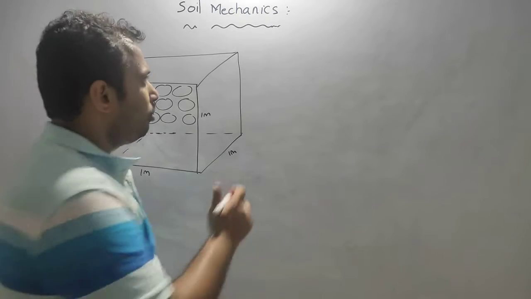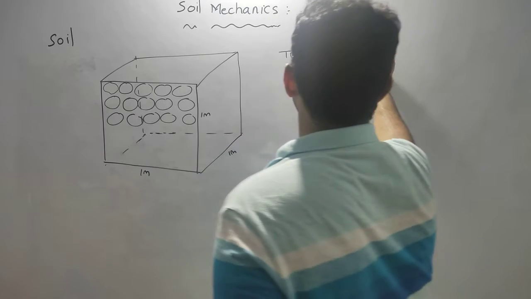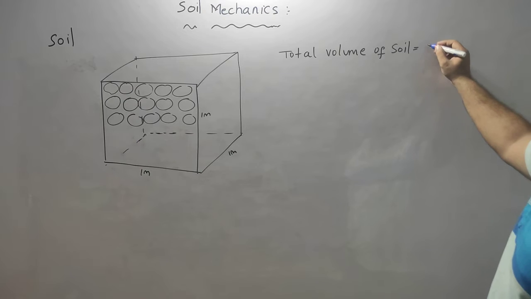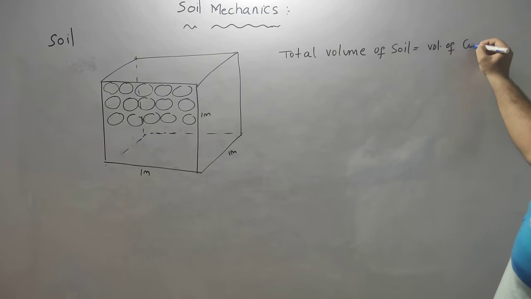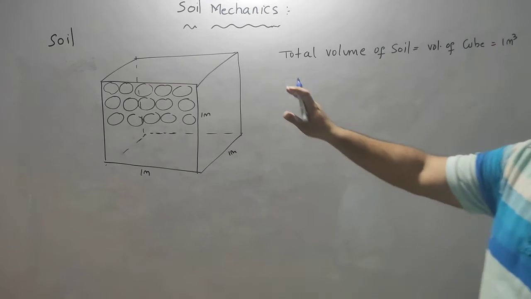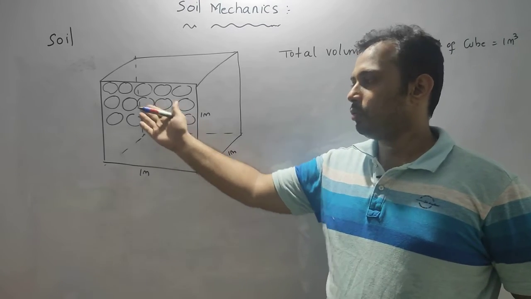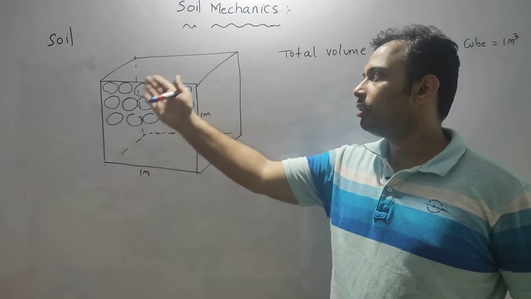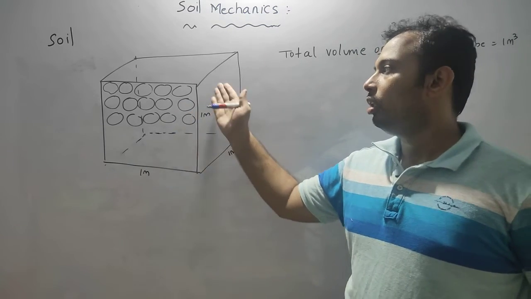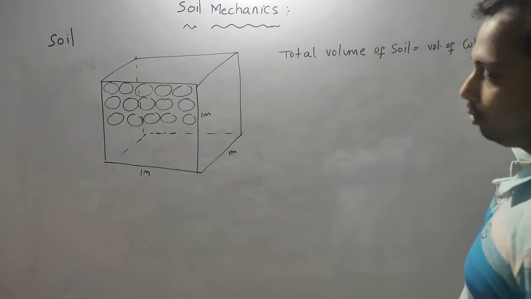The total volume of soil is equal to the volume of the cube. Volume of cube is equal to how much? 1 meter cube, isn't it? Volume of soil is nothing but volume of solids plus volume of voids. So here in this there is a volume of solid and there is void, both are there. So the total volume of this cube is nothing but the volume of the soil. So that is 1 meter cube.